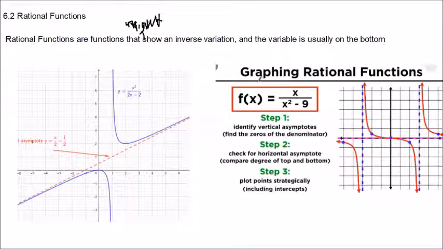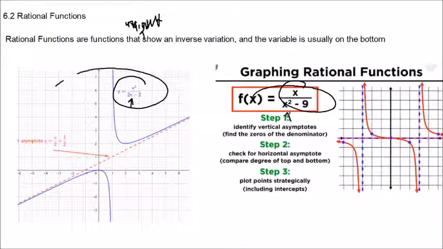So for example, this function is x squared over 2x minus 2. There's a variable on the bottom. This function, x over x squared minus 9, there's a variable on the bottom. Functions that might have an inverse variation, but if it has an inverse variation, it's definitely a rational function. So last time we talked about inverse variations because those are very fundamental to the rational functions that we're going to be exploring today.